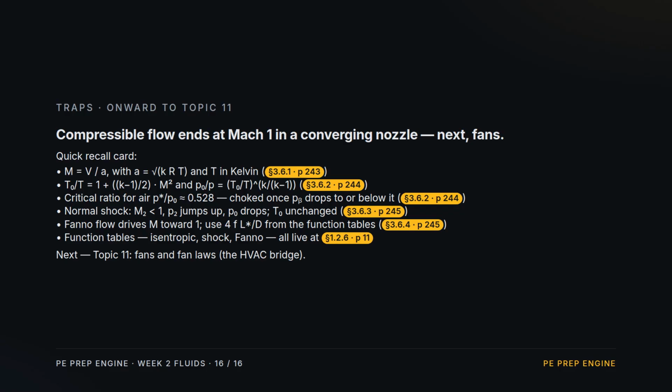Take 6 things into the exam. Mach is V over a, with T in Kelvin. Stagnation ratios use the 1 plus k minus 1 over 2 M squared form. Critical pressure ratio for air, 0.528. Choke check first, choked formula second. Normal shocks turn supersonic into subsonic. Stagnation temperature preserved, pressure lost. Fanno friction drives Mach toward 1. 4fL star over D is your handle. And the function tables save you minutes.